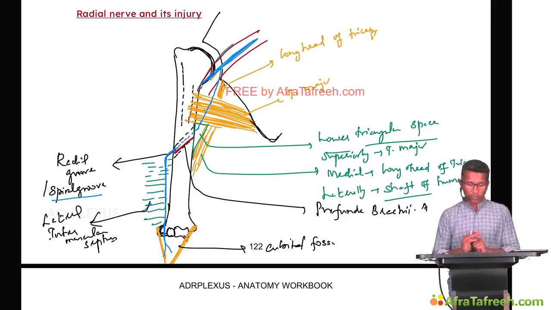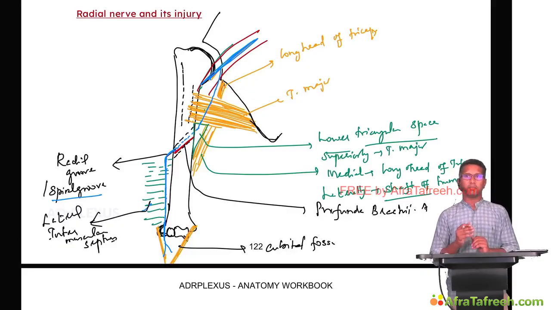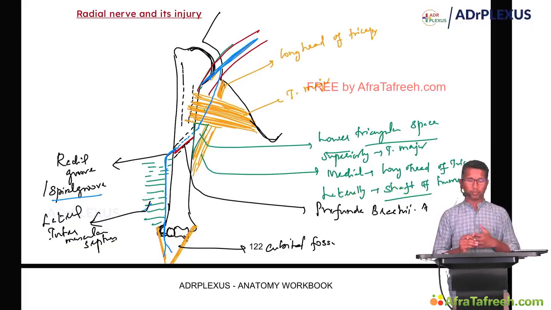No? Okay, if you are clear with this, we'll go and see what are the muscles supplied by the radial nerve. Only when you know the muscles which are supplied by the radial nerve will you understand the lesion that happens because of the radial nerve.